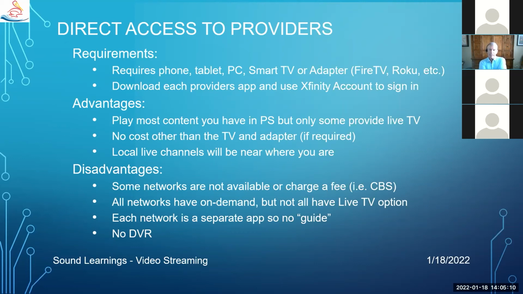And each network, each station will be a separate app. So you really don't get it like on the Xfinity one. I had a nice little guide that I could select what I wanted to watch. You're not going to get that from this option. If I want to watch CBS, you got to go to CBS. If you want to watch NBC, you got to go to NBC or Peacock, it's called. So there's not like any guide that I can go to if you're just doing this direct access option.